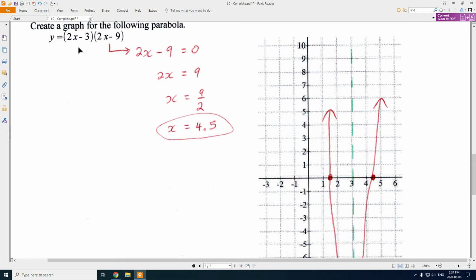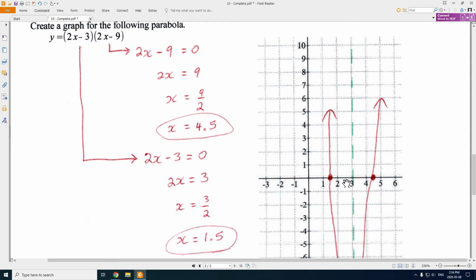All right, let's do the next one. Take the next bracket, set it equal to 0. 2x minus 3 equals 0. And solve it for x. So I'll add my 3 over. I'll divide by 2. X equals 3 over 2. Once again, I am graphing it, so I will divide that. 3 divided by 2 is 1.5, and that gives me my second dot at x equals 1.5. That's my second x-intercept.